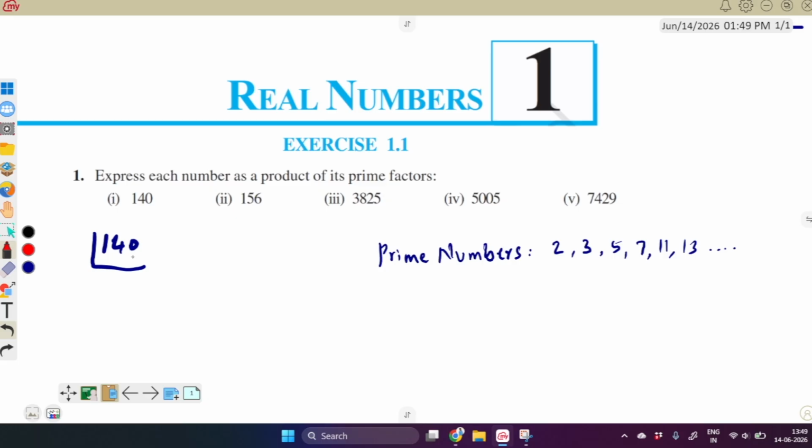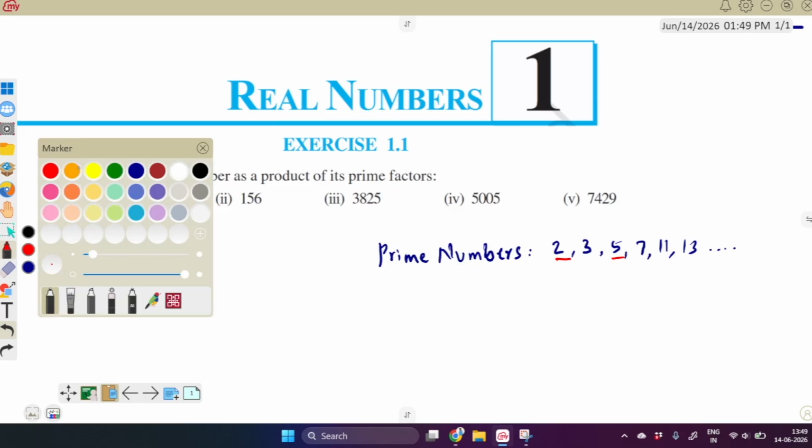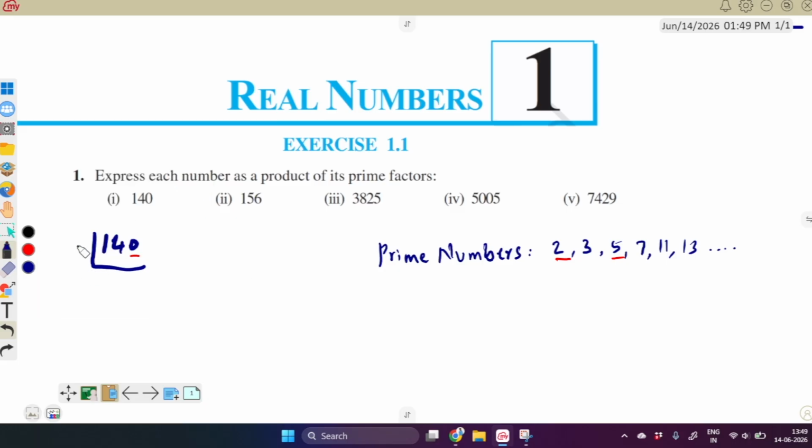So this number is ending with 0, so it will be divisible by 2 and 5. So first of all we divide with 2. So 2 70s are 140. Again it is ending with 0, so again we will go with 2. 2 times 35 is 70.